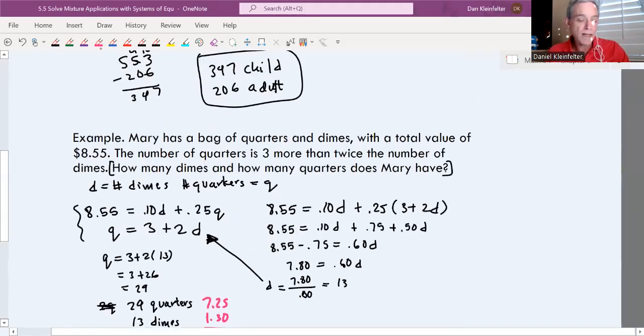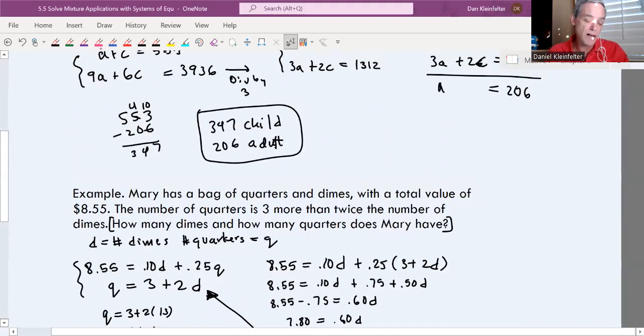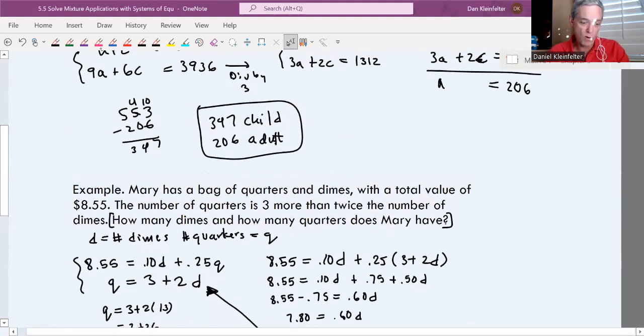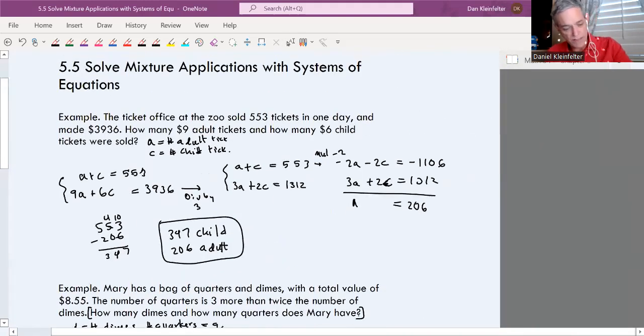Okay, so again, looking back, we ended up with 2 equations and 2 unknowns. One equation was about dollar amount. The other equation was about a quantity of coins this time. Last time it was about a quantity of tickets.